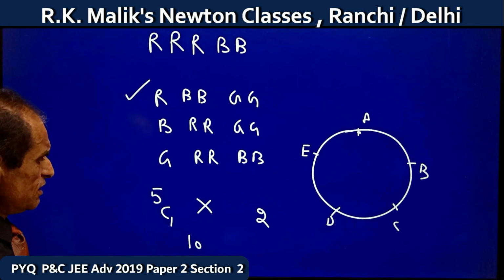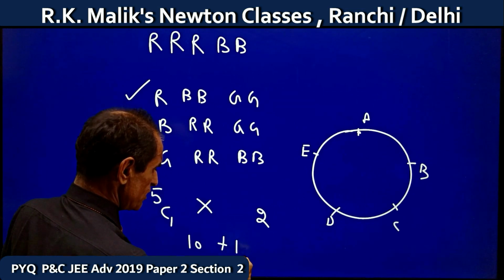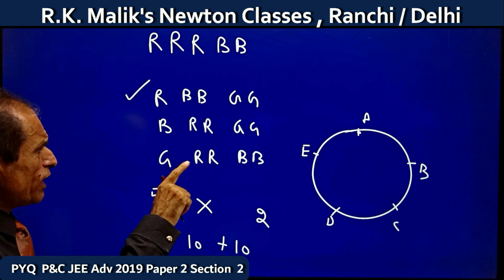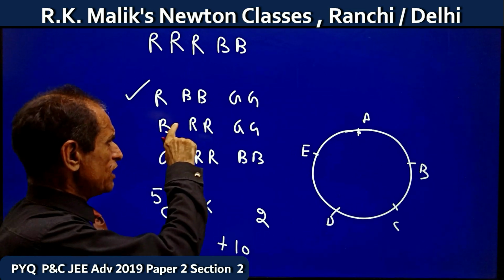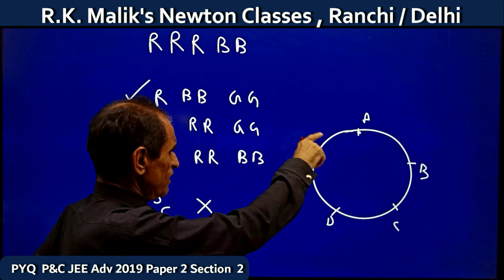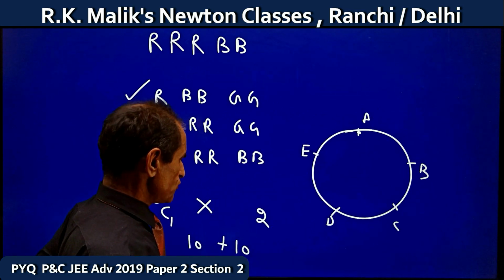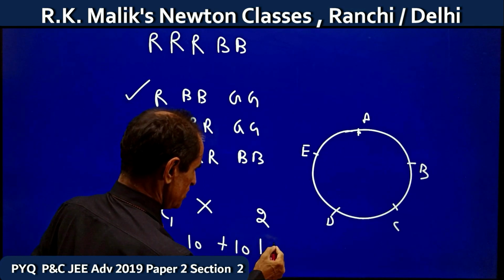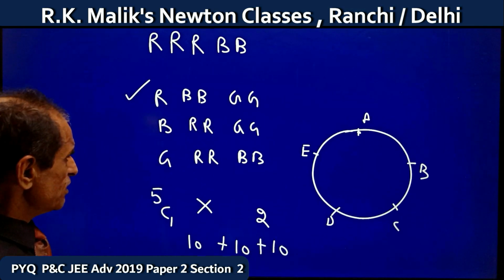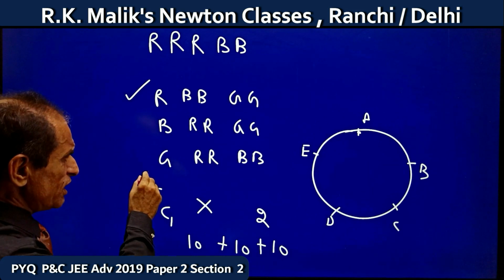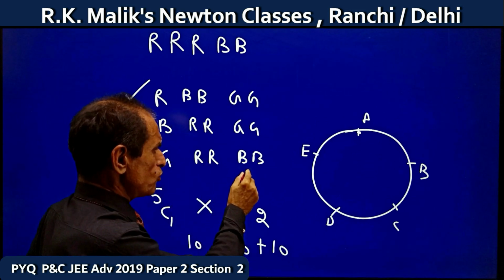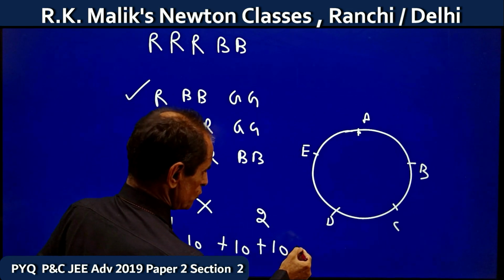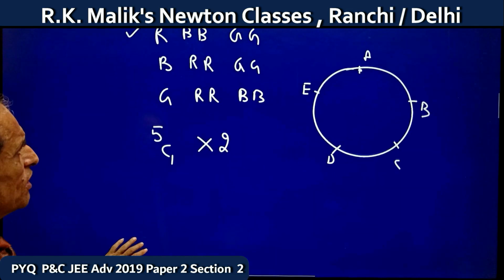Similarly, 10 more ways will be there in which I give one blue hat and two red, two green hats to these 5 persons. Similarly, 10 more ways are there in which one green and two red, two blue will be distributed among these 5 persons. That is, in total the number of ways will become 30.